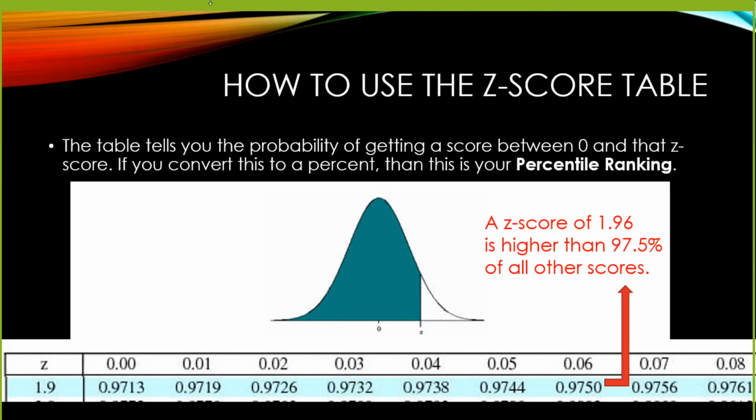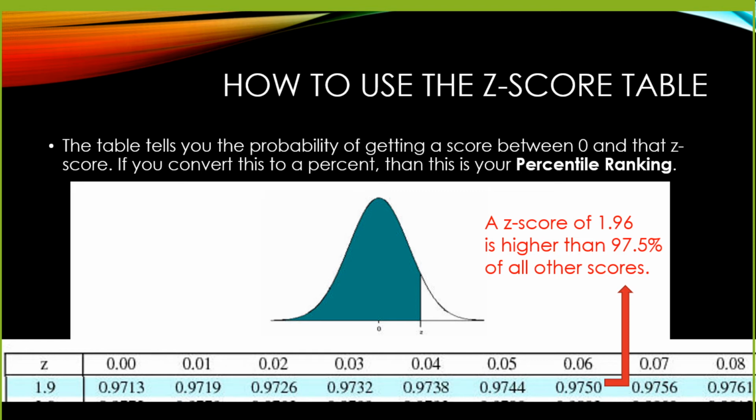If you guys did not have a calculator, then you could use a z-score table to figure out what percentage of values are enclosed between a specific z-score and 0. So your z-score table will end up looking like this. It's this giant table of z-scores.